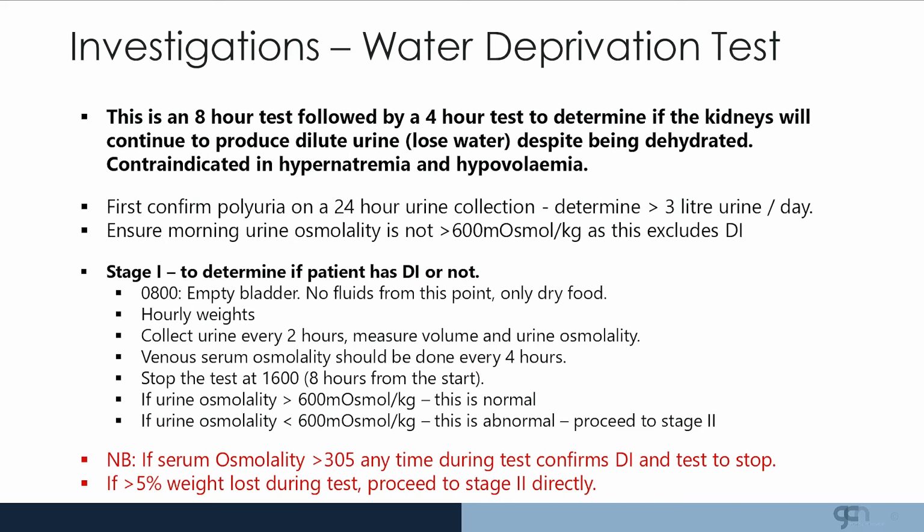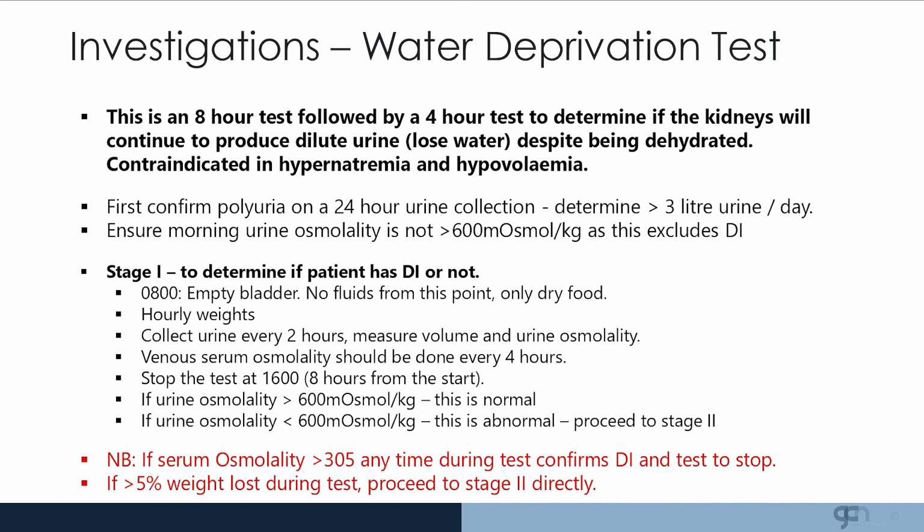If, with being dehydrated, the urine osmolality is concentrated, more than 600 milliosmoles per kilogram, this is a normal response. But if, despite being dehydrated, the urine is still dilute, i.e. the concentration or the osmolality is less than 600 milliosmoles per kilogram, this is abnormal. And so we proceed to the second stage of this test.